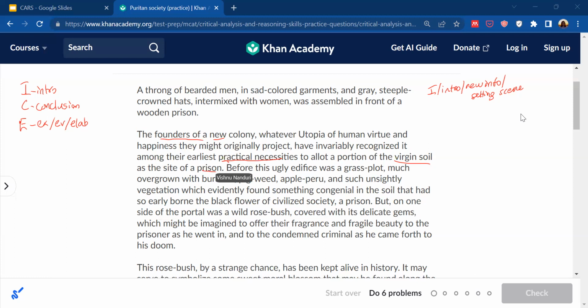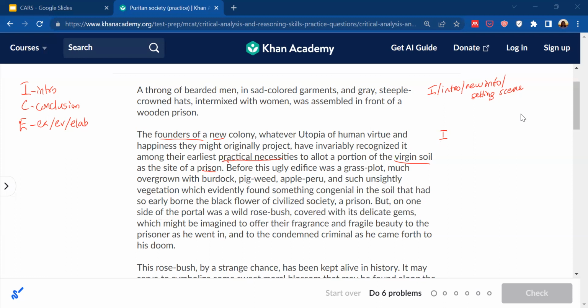So this is kind of just an intro because it's telling us that these people who founded the colony, who maybe are related to the men that we read about in the first paragraph, realized that they had to set up some kind of prison. It's a practical thing that they had to do.